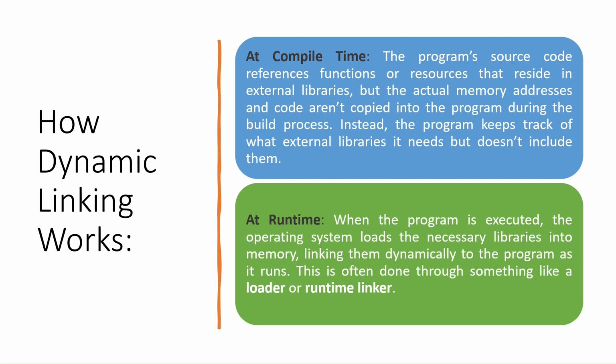How does dynamic linking work? At compile time, the program references the functions or resources that reside in the external libraries, but the actual memory address and code aren't copied into the program during the build process. Instead, the program keeps track of what external library it needs, but doesn't include them. At runtime, when the program is executed, the operating system loads the necessary library into memory, linking them dynamically to the program as it runs. It is often done through something like a loader or runtime linker.